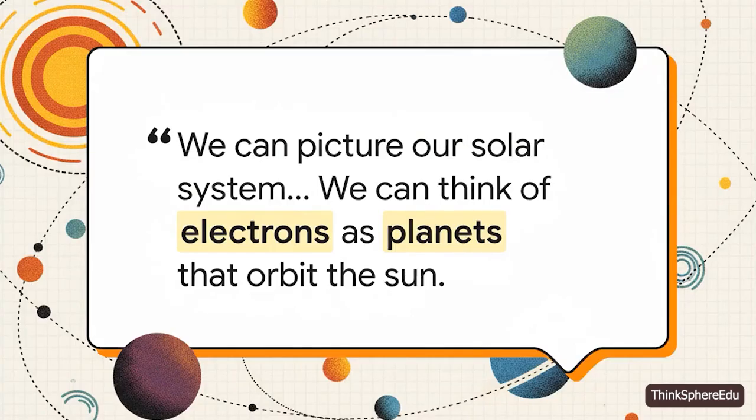Well, a really great way to picture this whole thing is to think about a solar system. The nucleus is like the sun at the center, and the electrons are like planets, zipping around the nucleus in these specific paths we call shells. They don't just wander off, they have their own designated orbits.